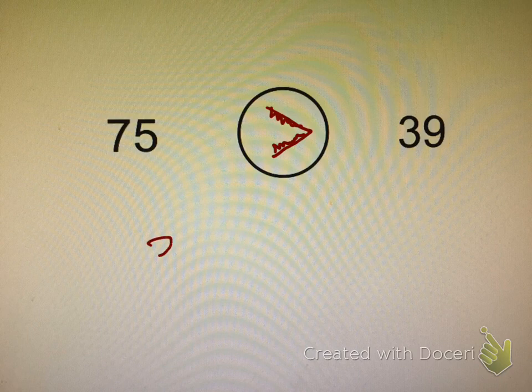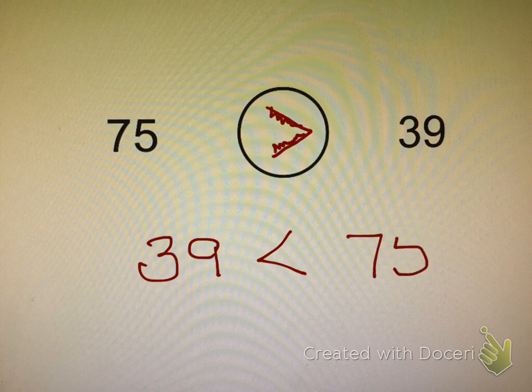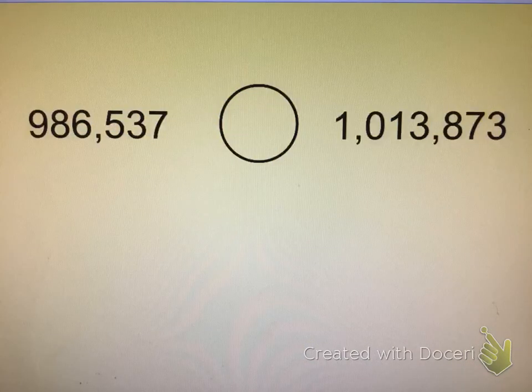We could also say the number 39 is less than 75. This is also true. The alligator is still eating the larger number. We use the opposite symbol to change the directions of the numbers. Both expressions are true. However, the most common mistake when comparing numbers is when numbers are not as obvious and there are multiple place values being used. This is when most students start getting a little confused.